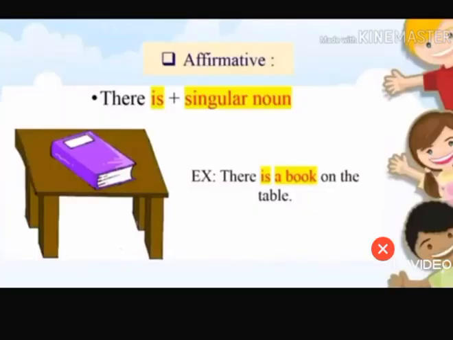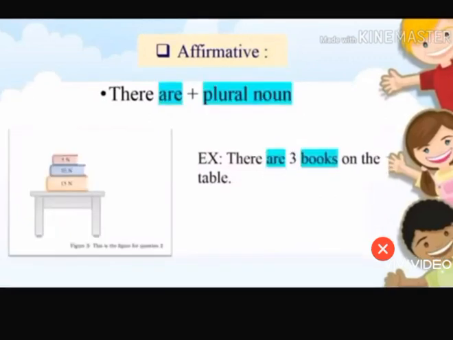So in the affirmative form, we use there is plus a singular noun. Look at the book on the table. We will say there is a book on the table. While there are plus plural nouns. So we use there are to refer to something which is more than one. For example, there are three books on the table.